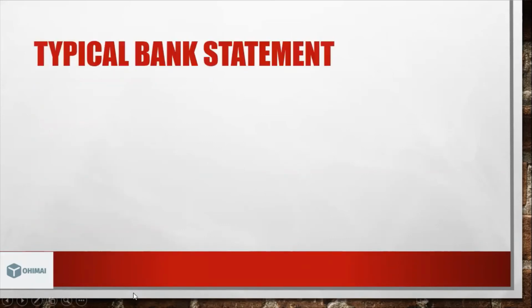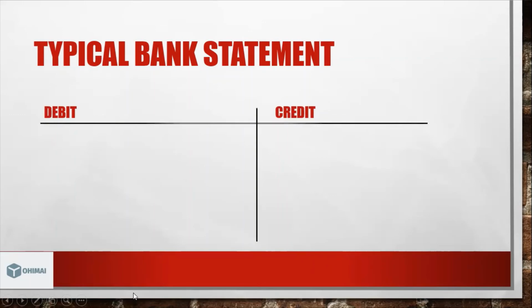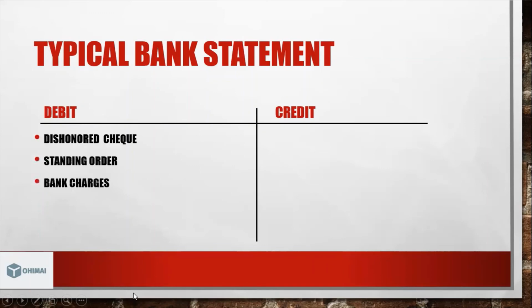Let's look at what can bring discrepancy between the bank statement and the cash book. We are looking at a typical bank statement. You have the debit and the credit side, in T-format. Under the debit side, you have dishonored check, standing order, and bank charges. Under the credit side, you have credit transfer and dividend.